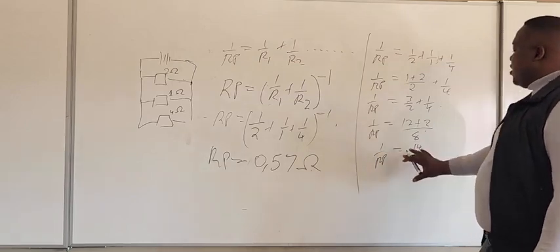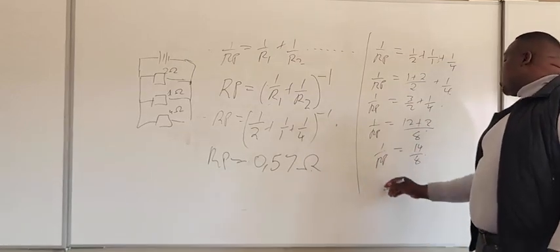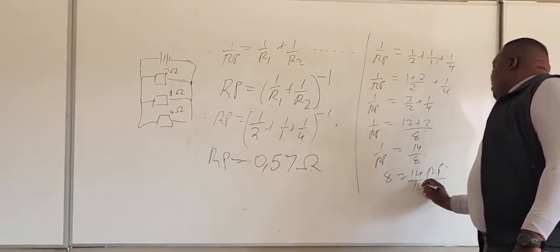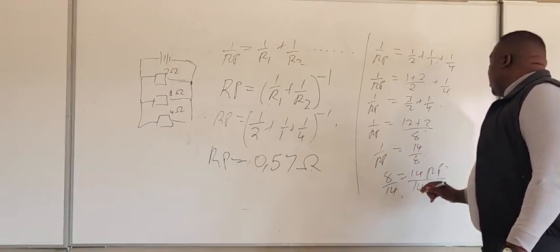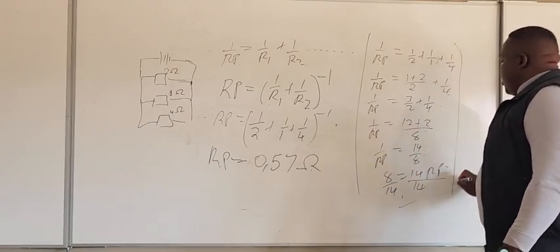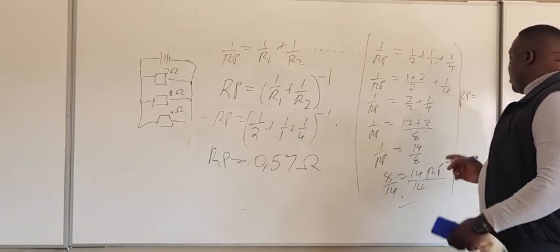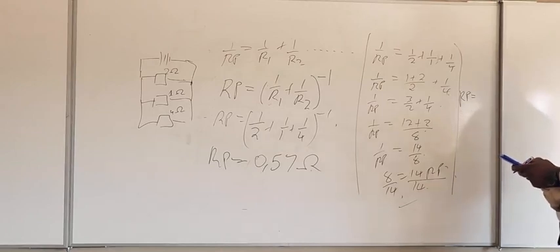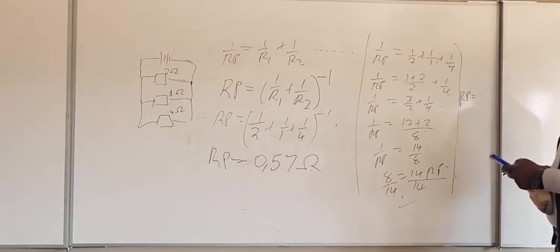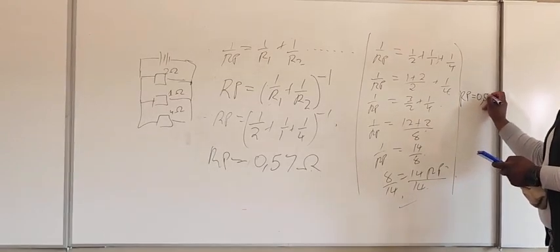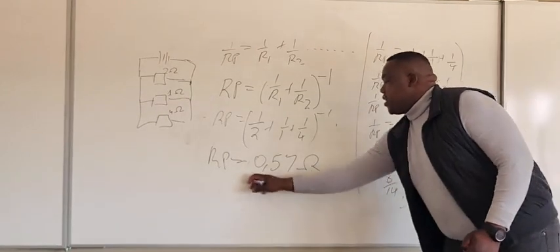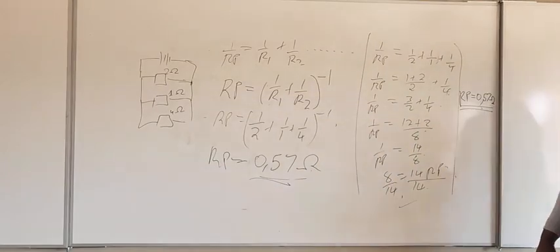Now we want to make RP the subject of the formula. We cross multiply. We're going to have 8 is equal to 14 RP. We divide by 14. Since RP is now the subject of the formula, I'm going to say 8 divided by 14, and we get 0.57 ohms. This answer and this answer, they are the same.